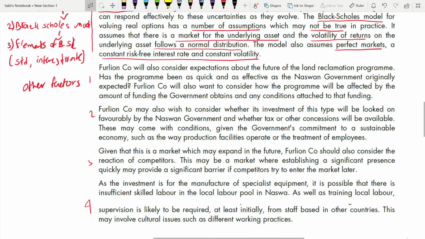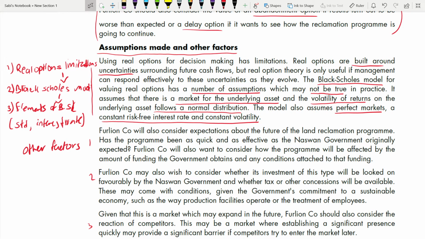Now, first point. First, mention the company. Don't just say they, it, he, she. Write the name of the company because you are referring to the company. So, Furlan company will also consider expectations about the future. Why are we talking about these other factors? These other factors are because we are evaluating whether we have to invest or not. Where? In Nasvan.